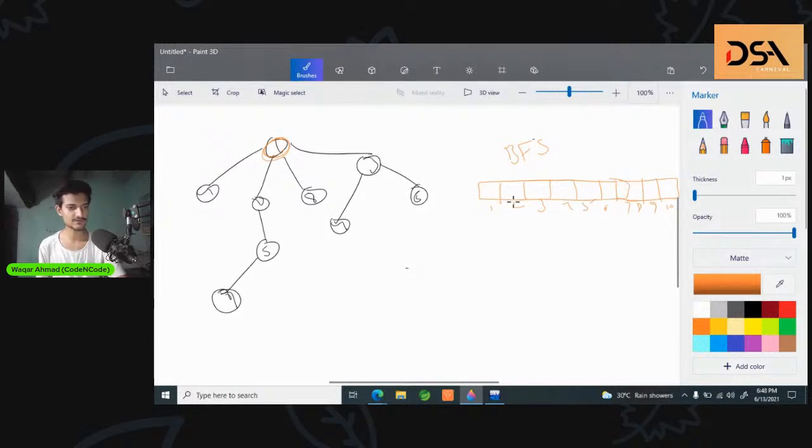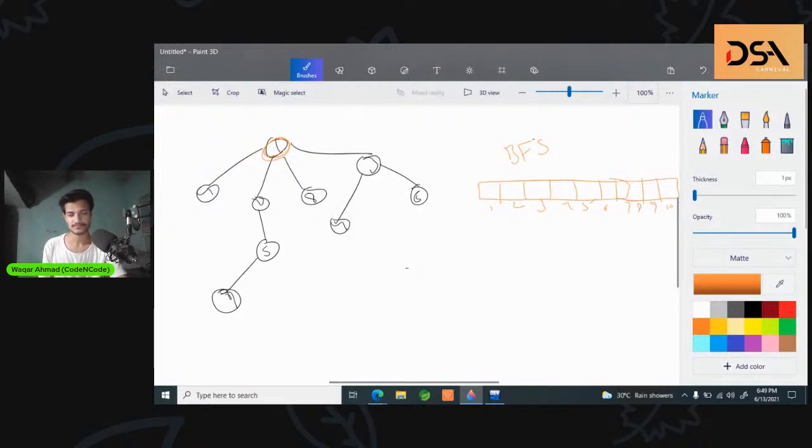So how does BFS work? Suppose you wanted to find out for each node at what distance it is from node one. The distance will be measured using the number of edges. For example, node four is at distance two because you have to go here and then here. And one more thing about trees is that there's always a unique path from one node to another node. So from node one to four, there'll be only a unique path because there are no cycles.